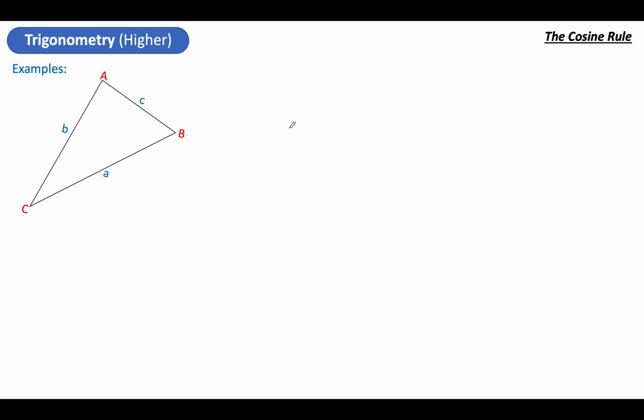Hi, so here we are with the cosine rule. This is kind of the higher end of trigonometry. You've probably looked at the sine rule, or if you haven't, you're going to look at the sine rule pretty soon because they tend to come up at the same time. This one's slightly different to the sine rule because it uses cos, or cosine, on your calculator, all right?